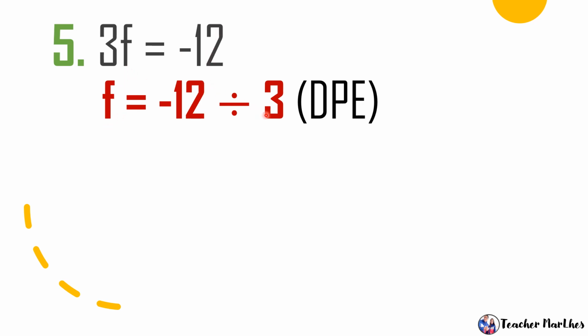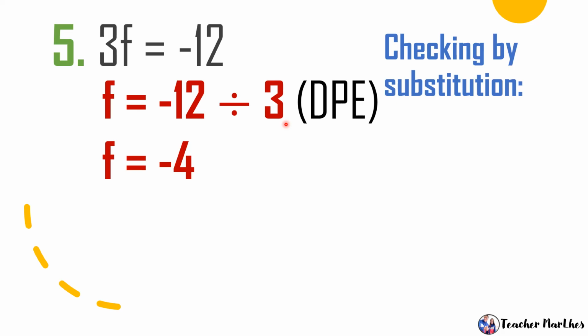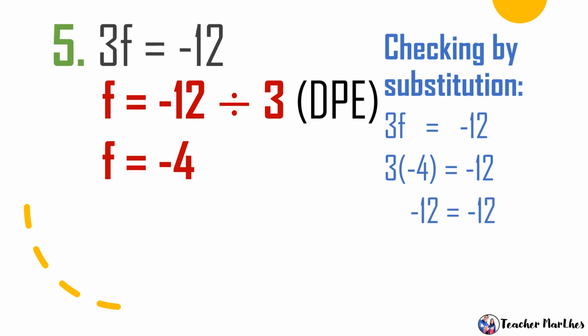Then, negative 12 divided by positive 3 is equal to negative 4 because dividing negative and positive, the result is negative. So, to check if our answer is correct, we will use the substitution method. So, substitute the value of f, that is negative 4. So, 3 times negative 4 equals negative 12. So, our answer is correct.